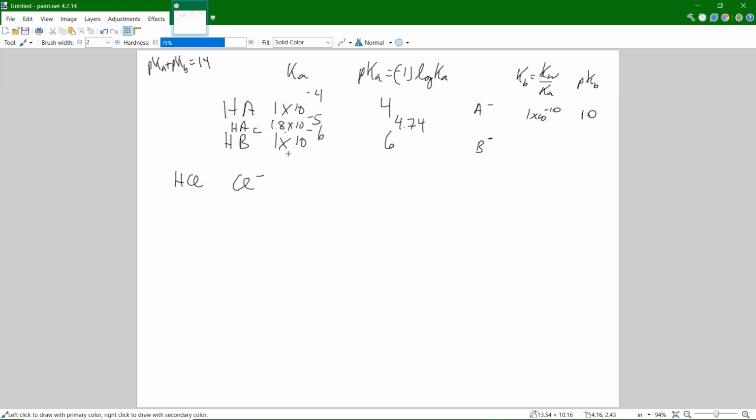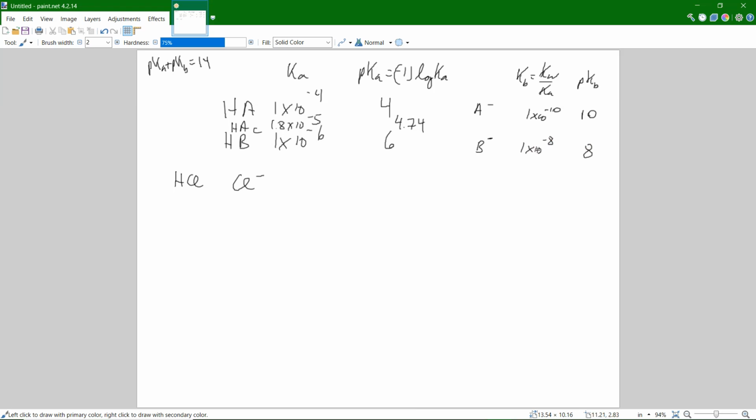And the conjugate base of HB is B minus, so that will be 1 by 10 to the minus 8, right? 10 to the minus 14 divided by 10 to the minus 6 is 10 to the minus 8, and so my pKb is 8. So the conjugate is still a weak base. So the conjugate of a weak acid is a weak base.